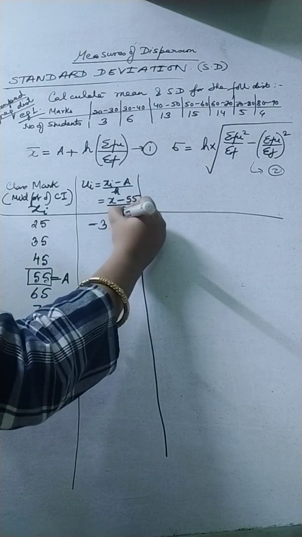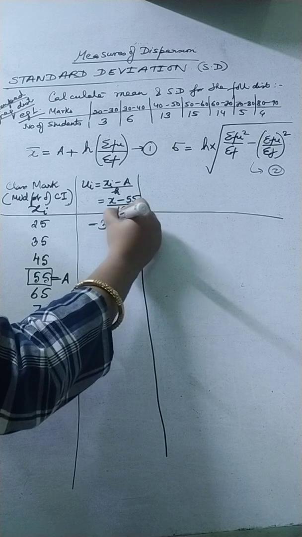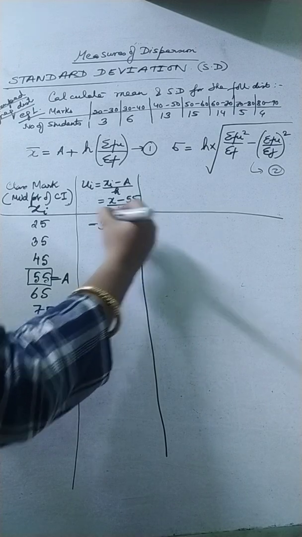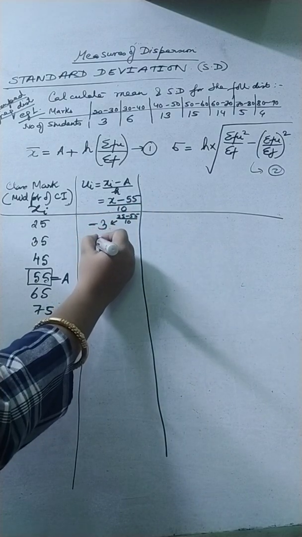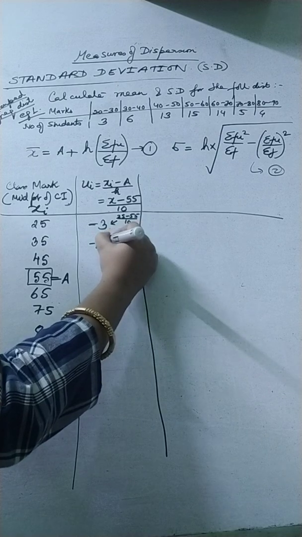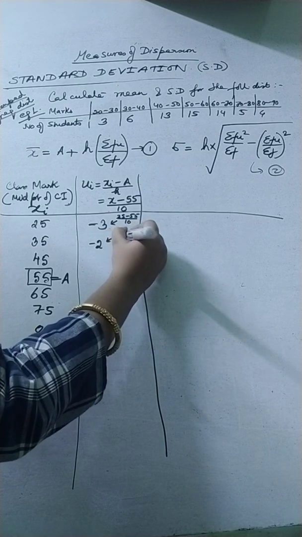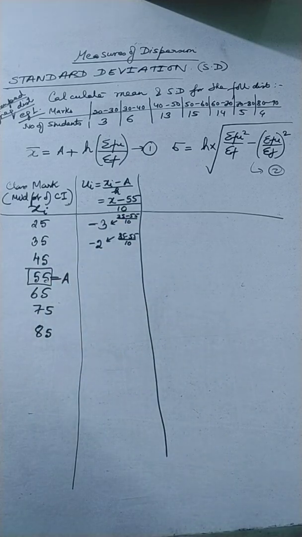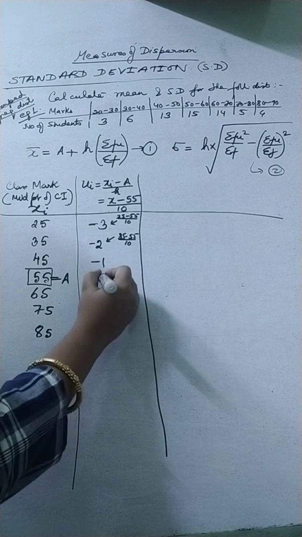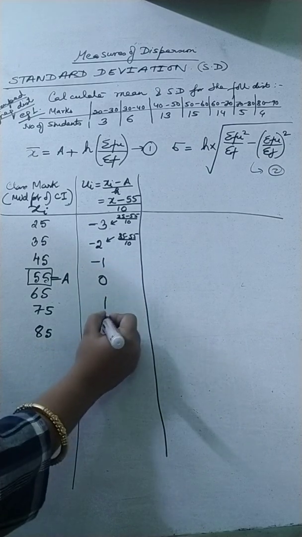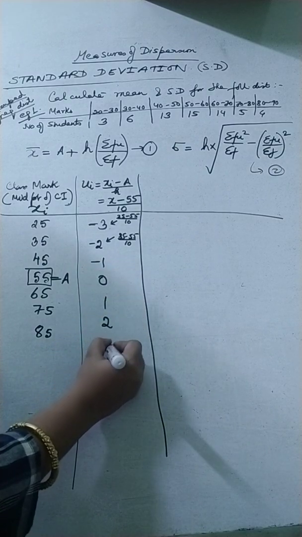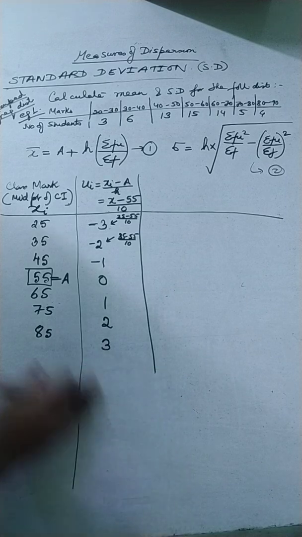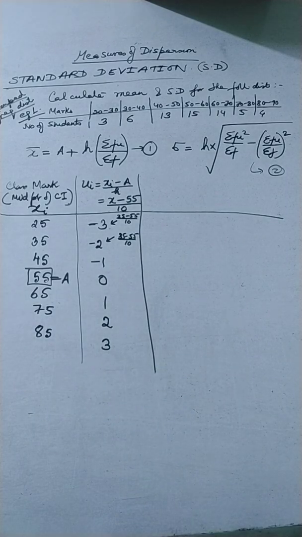The next one will obviously be minus 2, because it is coming from 35 minus 55 divided by 10, which is minus 20 by 10, that is minus 2. And the rest: this is minus 1, this is 0, this is 1, this is going to be 2, and this is going to be 3. This is your u.